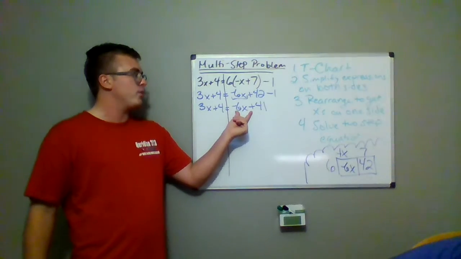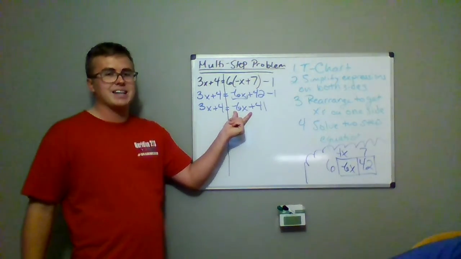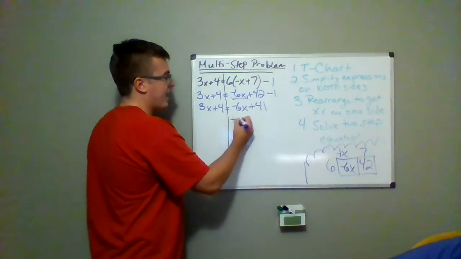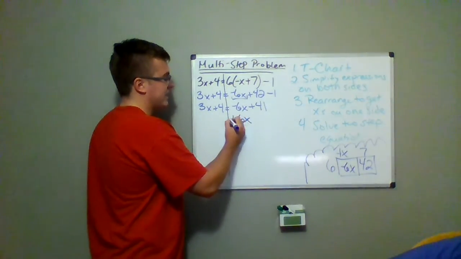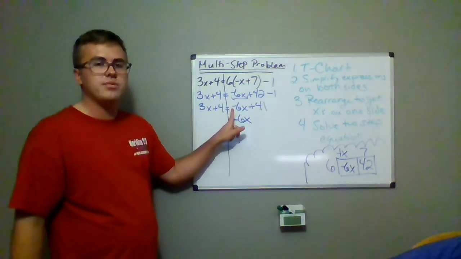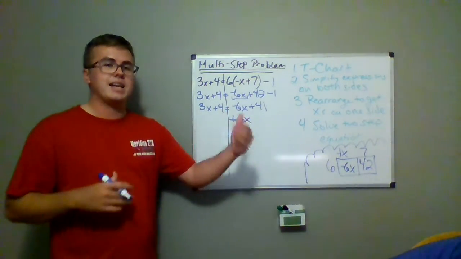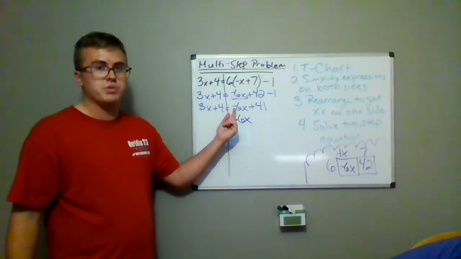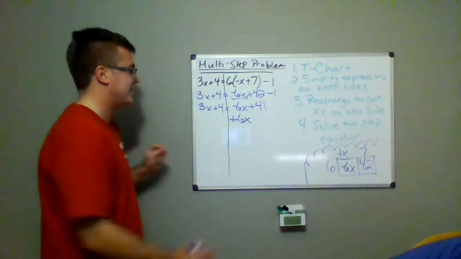So how do I get rid of a negative 6x here? I have to undo adding negative 6x, so I'm going to add positive 6x. Adding a negative is the same thing as subtracting. So to undo subtracting 6x, I'm going to add 6x.